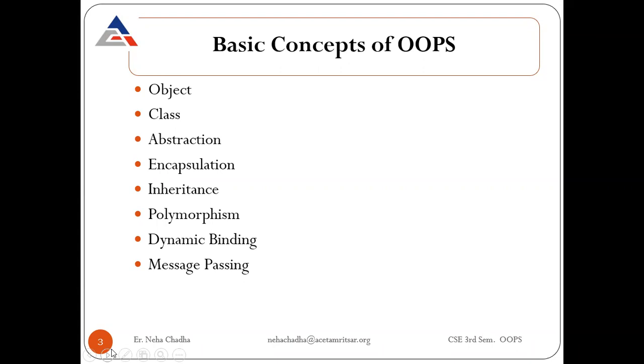First is object. Object is the basic unit of object-oriented programming, where both data and the function that operates on data are bundled as a unit called an object. If we take an example, if you are studying in CSC, then you are one of the objects of the class, which has an individual identity. That is called an object.